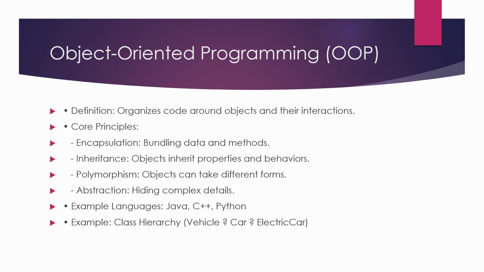Object-oriented programming, or OOP, is based on modeling real-world entities as objects with properties and behaviors. The key principles of OOP are encapsulation, inheritance, polymorphism, and abstraction. Languages like Java, C++, and Python use OOP. A great example is a class hierarchy where a vehicle can be subclassed into cars, trucks, or electric vehicles.